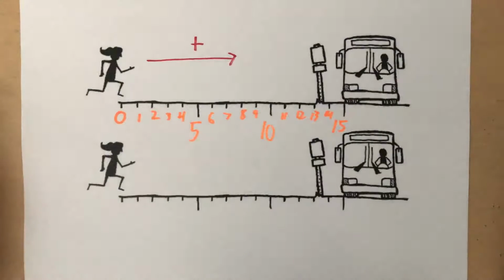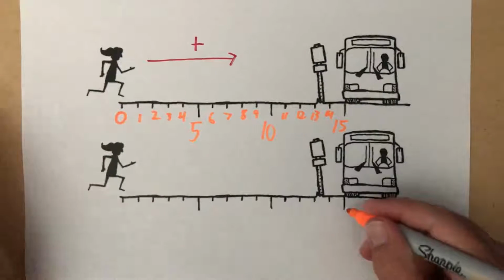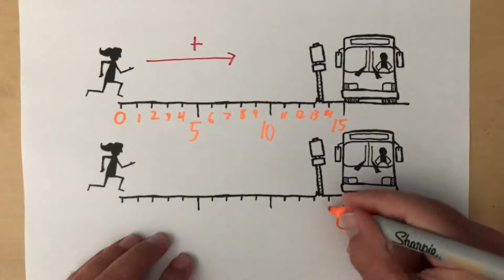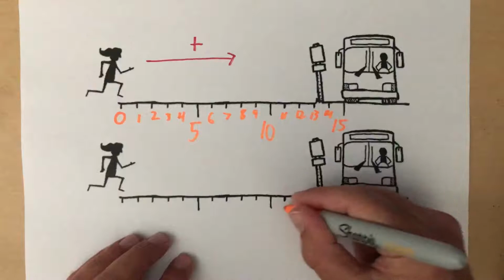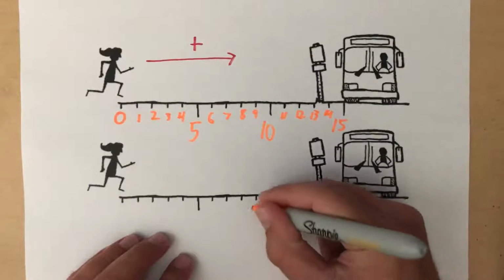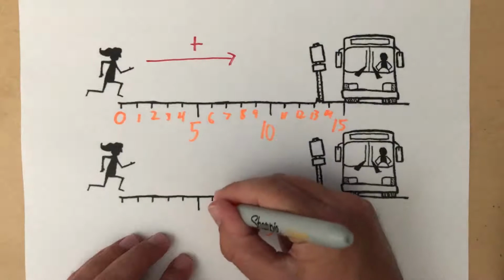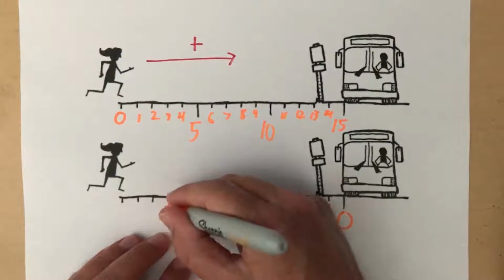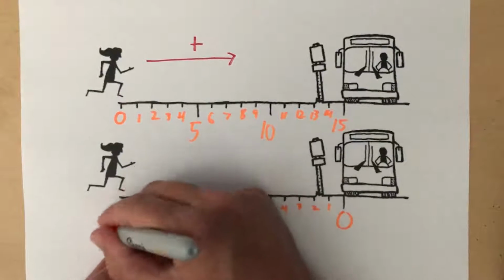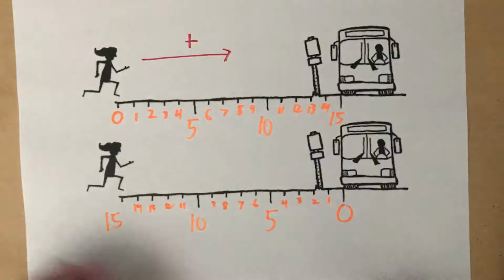So then they said, well, let's try it a different way. Label where the bus is as 0. So the bus is 0 right here. So 1, 2, 3, 4. I'll make the 5 big. 6, 7, 8, 9, 10, 11, 12, 13, 14, and 15.